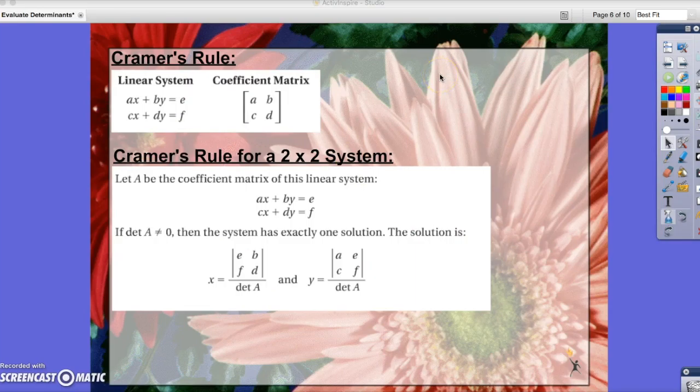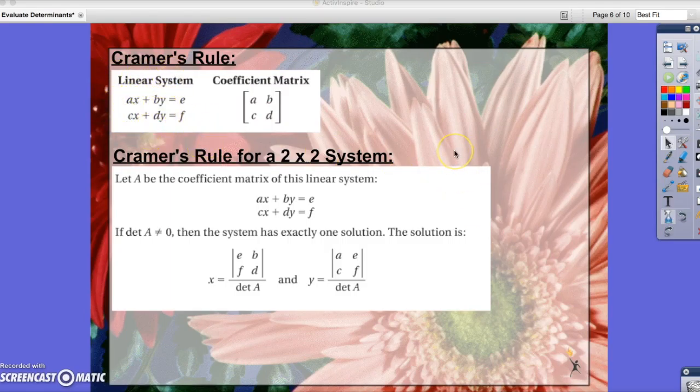And where it also comes into play, you'll see we'll do a 3 by 3. What if we have x, y, and z we're looking for? The more unknowns you have, the harder it is to do it algebraically. We end up using matrices for it. The coefficient matrix is A, B, C, D. Where does that come from? All the coefficients in front of x and y.